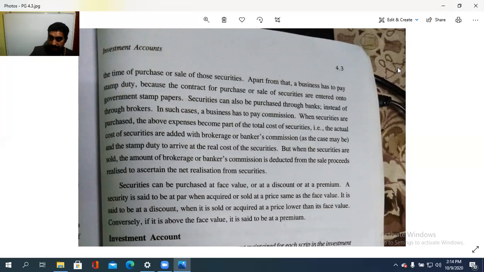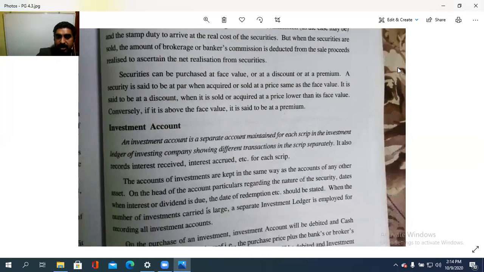അപ്പോൾ ഇത് വാങ്ങുകയാണെങ്കിലുള്ള കേസാണ്. ഇനി, when securities are sold, then the amount of brokerage or the banker's commission should be deducted from the sale proceeds so that we can ascertain the net realization from the security. Then, what is an investment account?